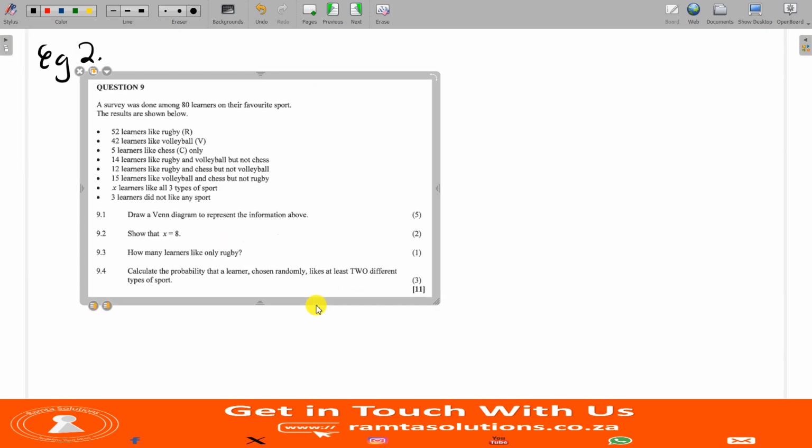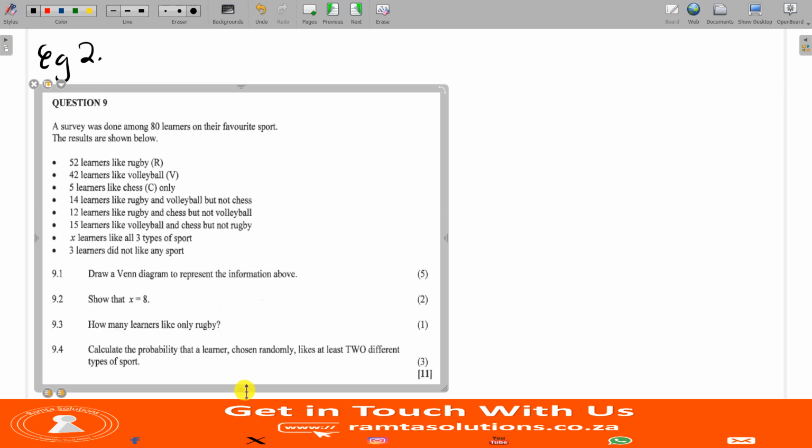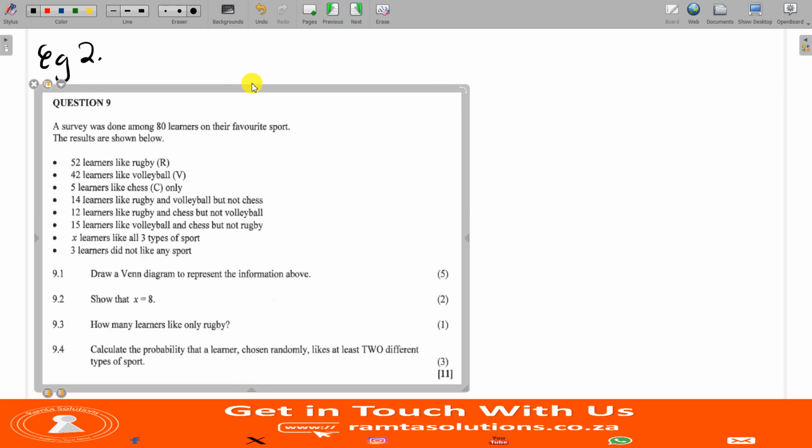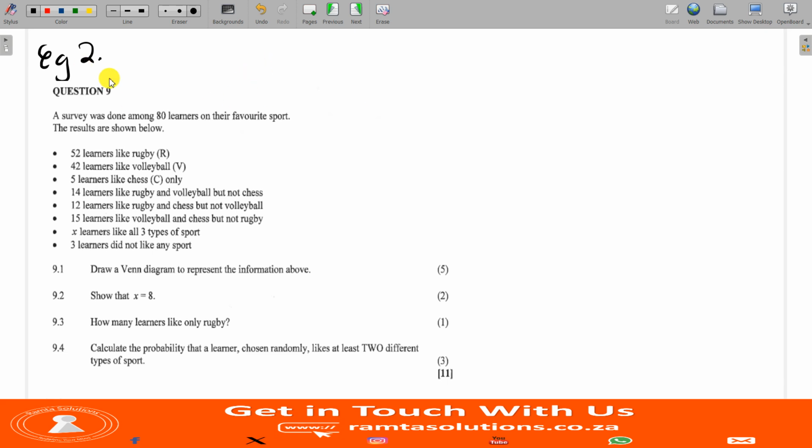All right, example 2 is from your past papers. So I hope you guys are able to read it. All right, perfect. So now let's see. I hope this is visible.